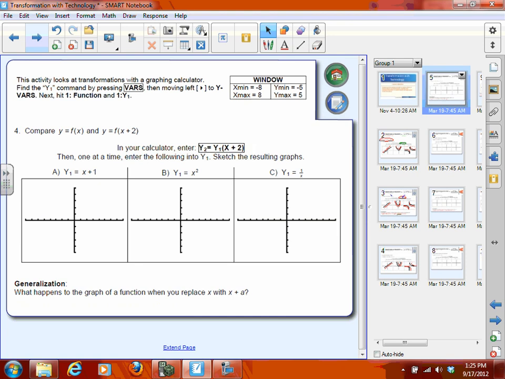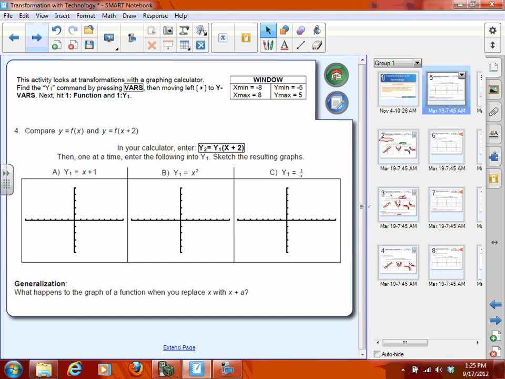Alright, looks like the majority of you are done with number 4 here. What's happening now? What's the plus 2 doing to the graph this time? It's moving it to the left. And how many times is it moving it to the left? 2 units. Alright, so it's just the opposite of number 3. Number 3, we're moving to the right. Now we're moving to the left.